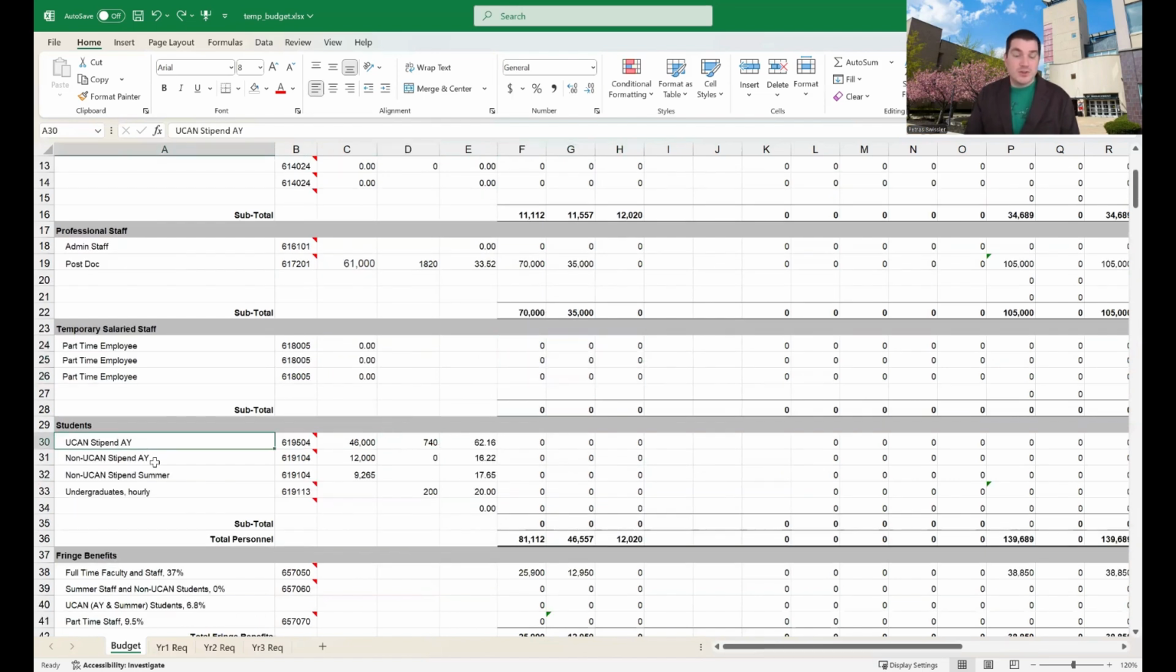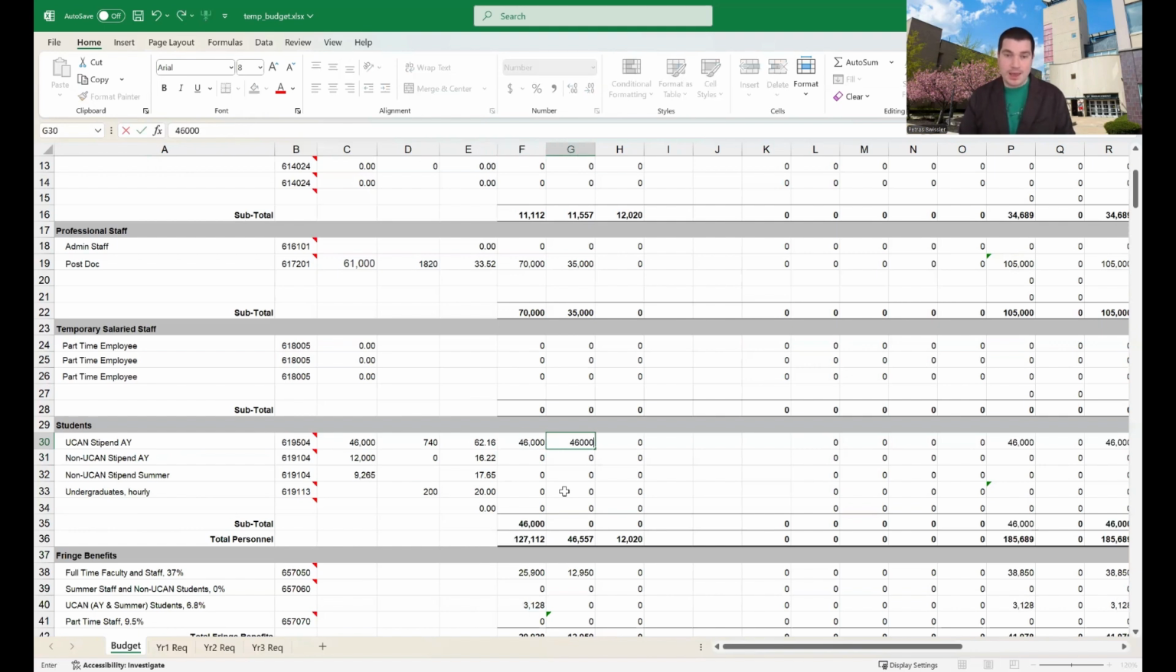Going down here, students. So UCAN, non-UCAN. UCAN is the student union for graduate students. The stipend that has been negotiated there is 46,000. And for the most part, you are going to be paying a PhD student for the entirety of these 3 years. And this is one of the big things that NSF supports is the ability to sponsor graduate student research.